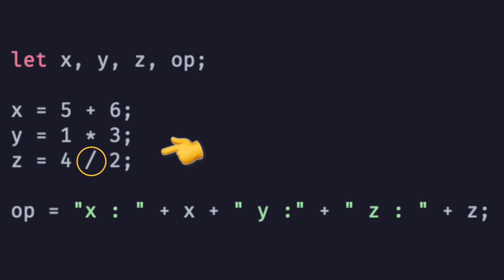Using math operators in JavaScript is possible: division, multiplication, subtraction, and summation, except the equal sign, because it is used to assign a variable a new value.